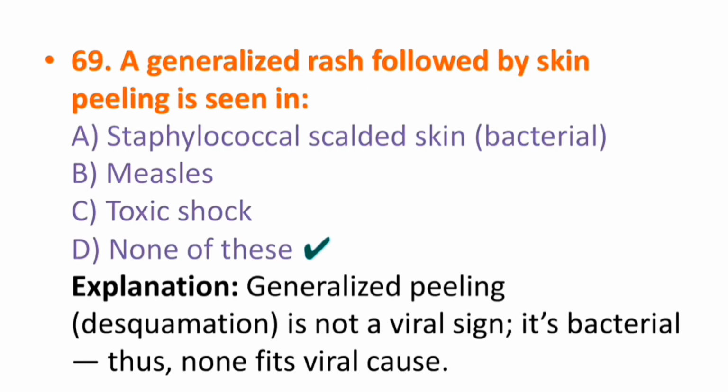Epstein-Barr virus. A generalized rash followed by skin peeling is seen in option A, staphylococcal scalded skin, option B, measles, option C, toxic shock, option D, none of these. The correct answer is option D, none of these.